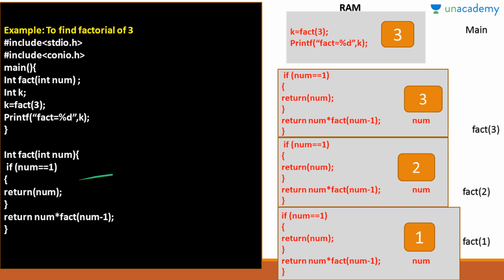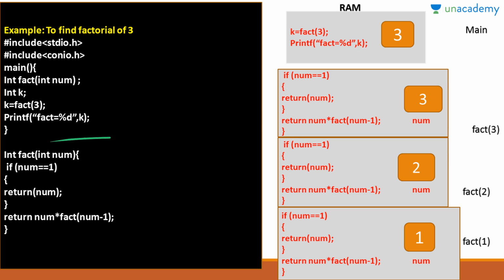I have written if num is equal to 1, return num, that is return 1, and if num is not equal to 1, then return num into fact num minus 1. I have defined this function here, declared it here, and called it here. In fact, int num: int is the return data type, and int num means we are taking the value as an integer. Int k is equal to fact 3, printf fact %d.